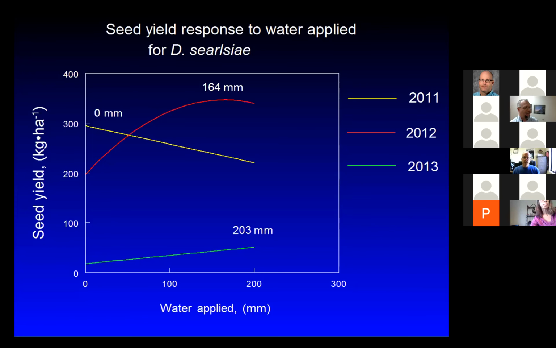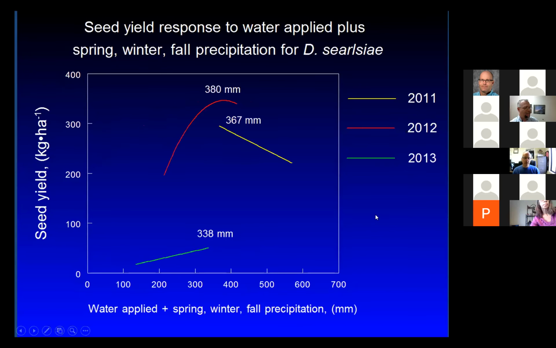So we decided we needed to look into precipitation because these plants are probably very sensitive to precipitation. So we added the amount of the previous spring, or the spring and previous winter and fall precipitation, to the amount of water applied, and we reran these regressions, we ran the stats.